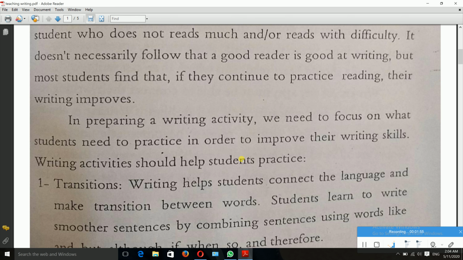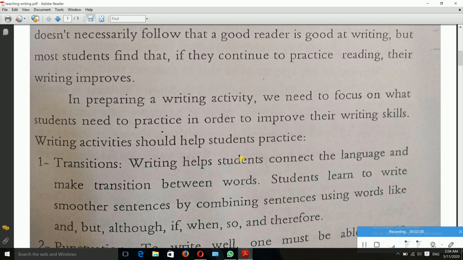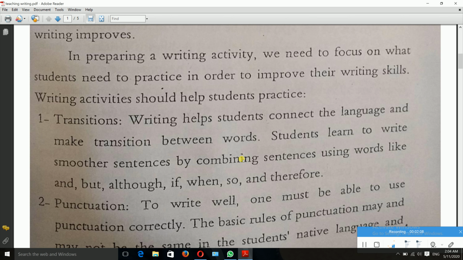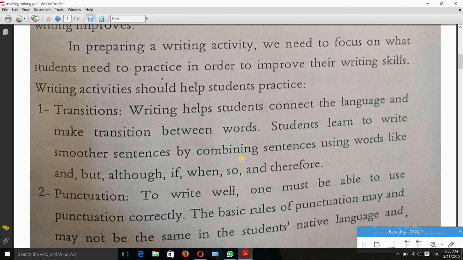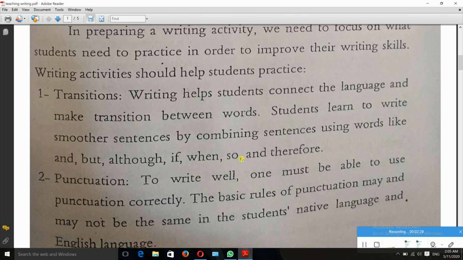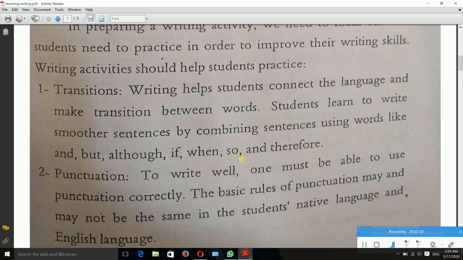In preparing a writing activity, we need to focus on what students need to practice in order to improve their writing skills. Writing activities should help students practice transitions النقل يعني العبارات النقلية. Writing helps students connect the language and make transitions between words. Students learn to write smoother sentences by combining sentences using words like and, but, although, if, when, so, and therefore, etc. يعني أعزائي الطلبة هاي يسمونها transition.